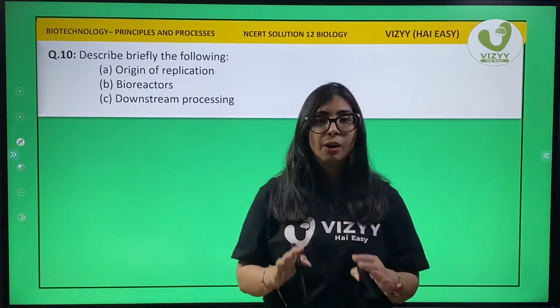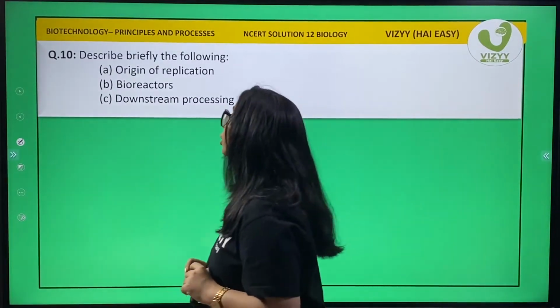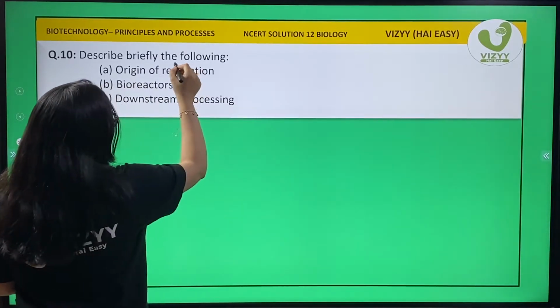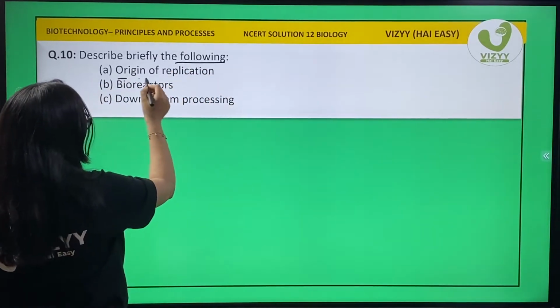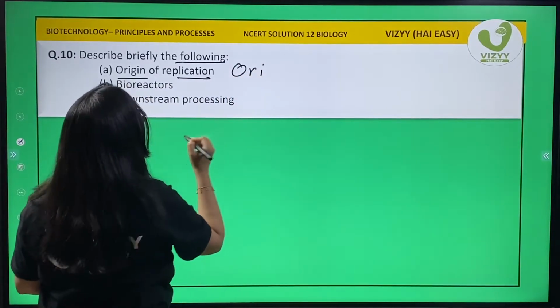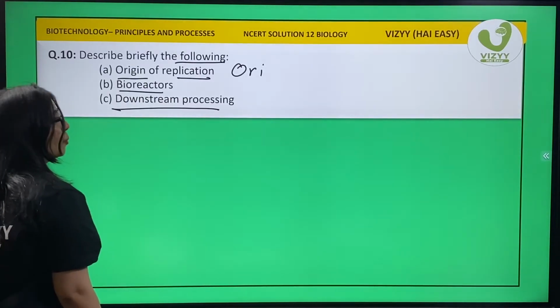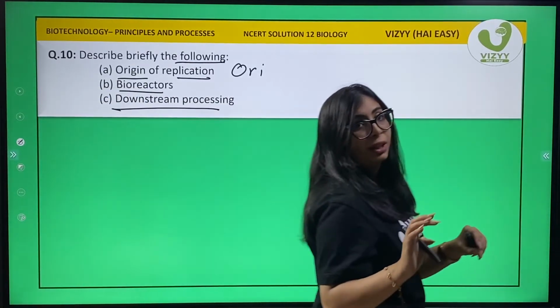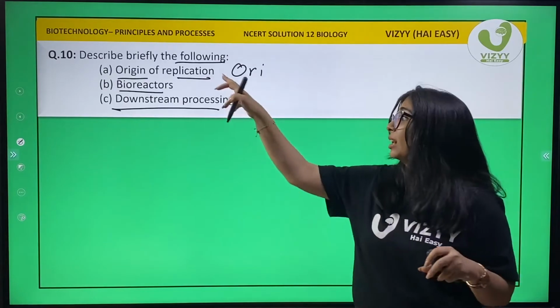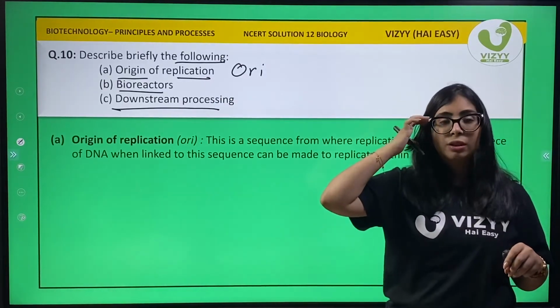Okay, now question 10. This is an important question. Describe briefly the following: origin of replication, that is ORI, and bioreactors and downstream processing. So let's start with point A. Point A is origin of replication.